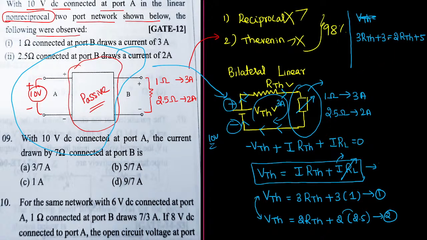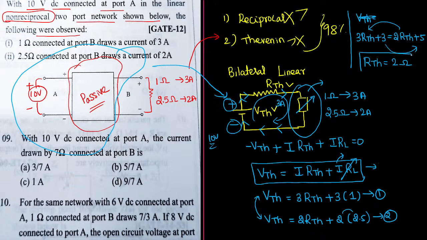From this, if you bring this 2 RTH here and pass this 3 to the right side, 3 minus 2 will become 1 RTH. Passing 3 to that side, 5 minus 3 will become 2 ohm. So the value of Thevenin resistance, we can treat this value as 2 ohm.